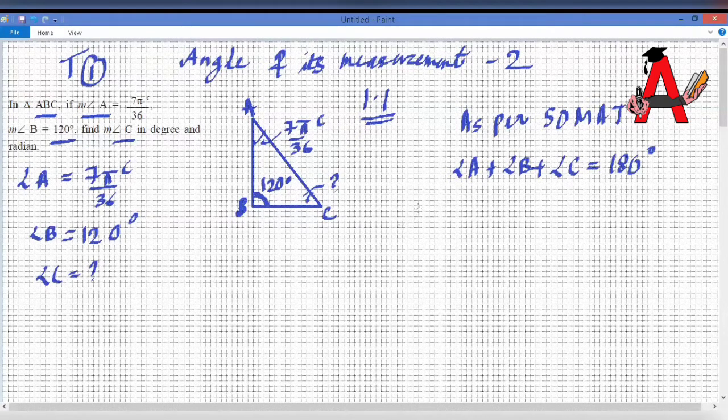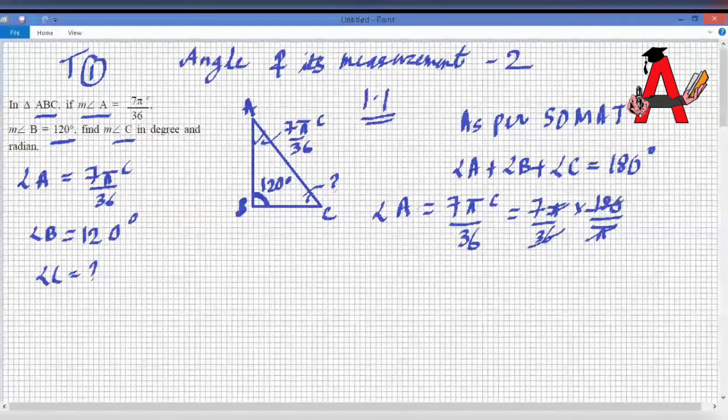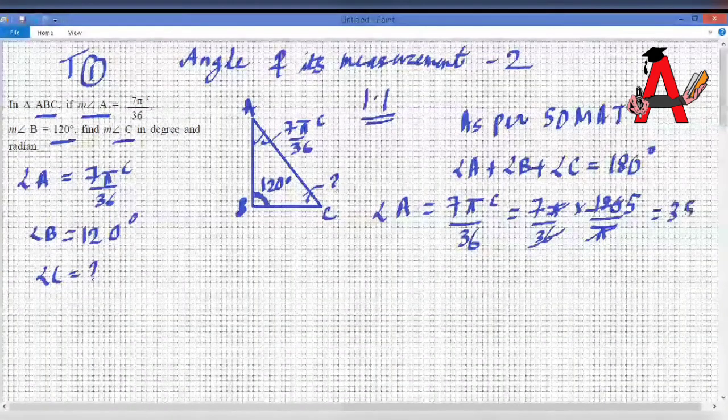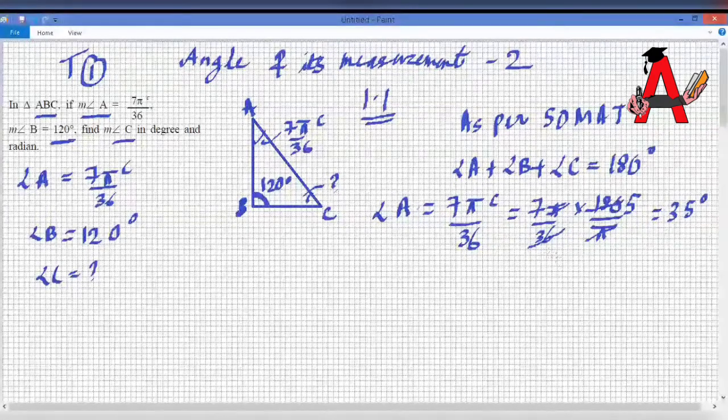So let us try and write angle A first. Angle A is given as 7 pi by 36. I told you this is in radians. Radians to degrees can be converted by multiplying with 180 upon pi. I can multiply by 180 upon pi. Pi will get cancelled. 36 fives are 180, and 5 into 7 is 35. So you have got your angle A as 35 degrees here.